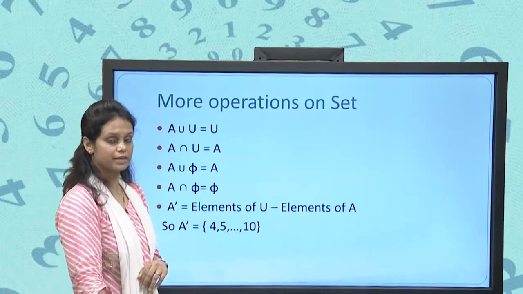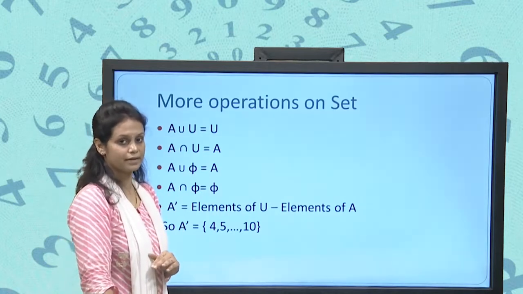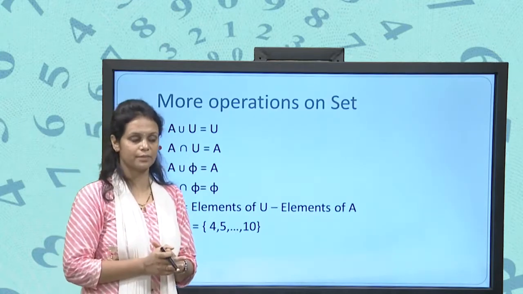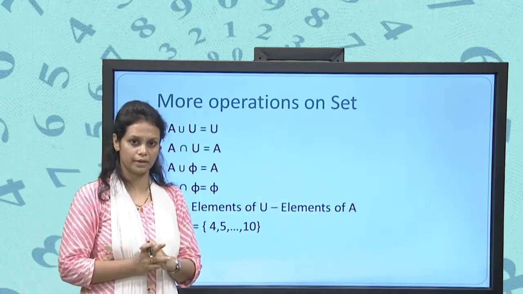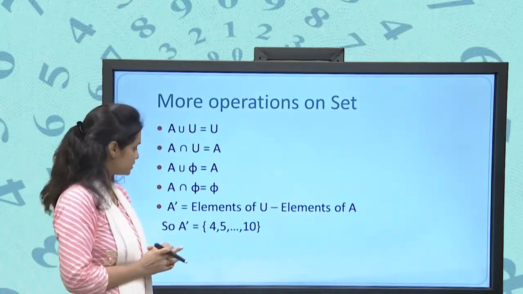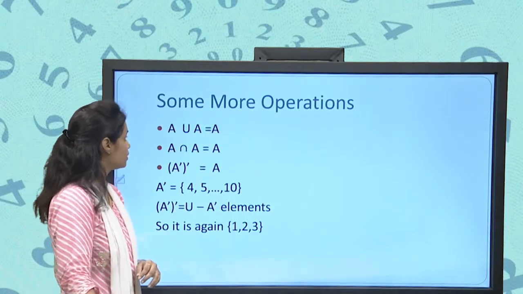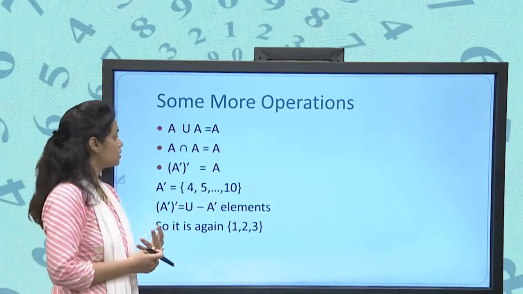The element which is present in U but not present in A. Fine. So which are the elements that are present in A? That is 1, 2, 3. So our answer for A dash is 4, 5, 6, 7, 8, 9, 10, right? We'll see some more operations for the set theory.